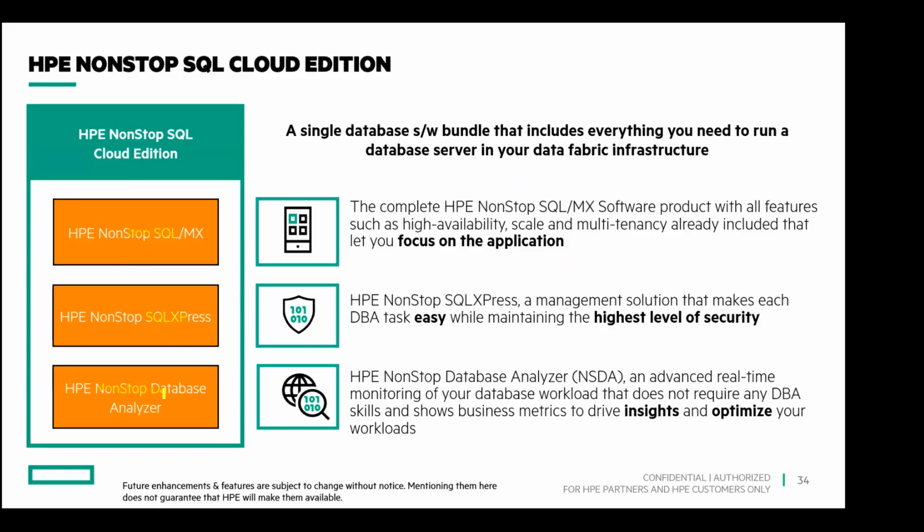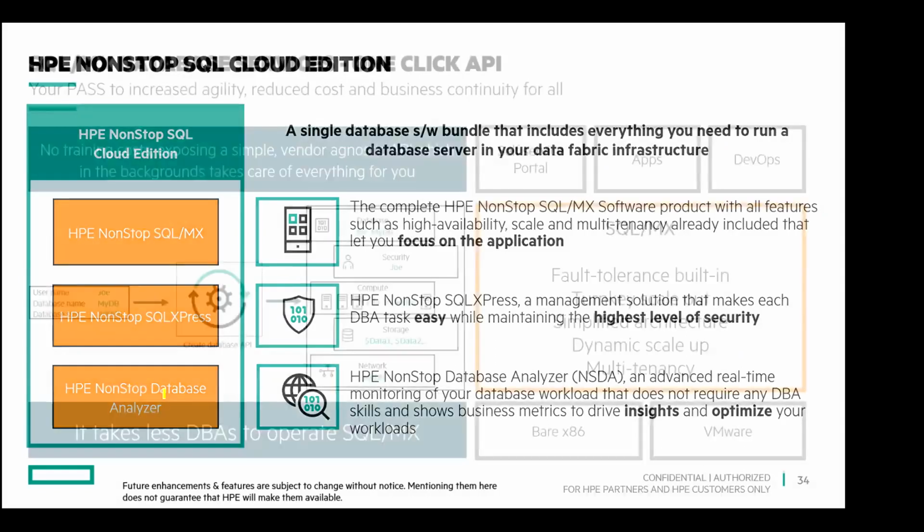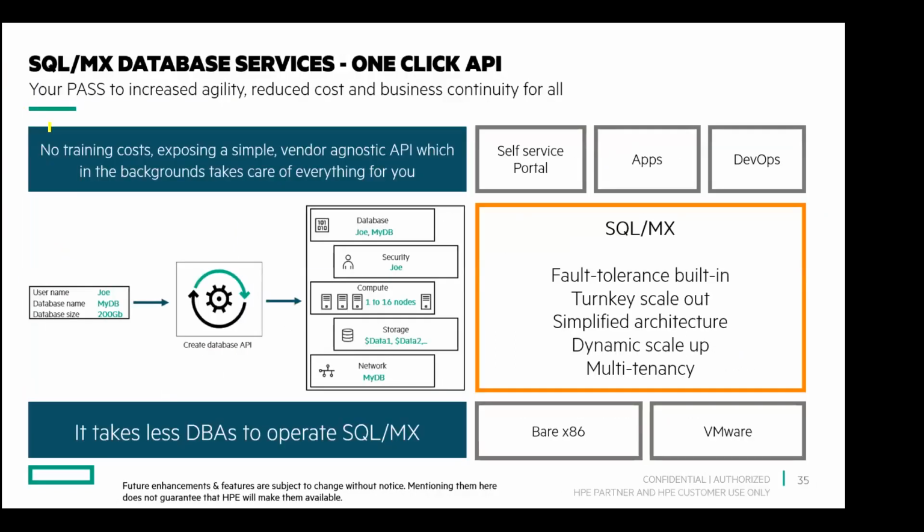And then to access this cloud edition, they have developed a one-click API, the Nonstop Database Services one-click API. So what happens is this SQLMX is residing in, let's say, a cloud, and then people can use the database for hire, right? They can utilize services and get billed or charged for it. So Joe here, for example, wants to create a DB called MyDB, and he wants 200 GB of data. So there are some simple APIs. They call it one-click API.